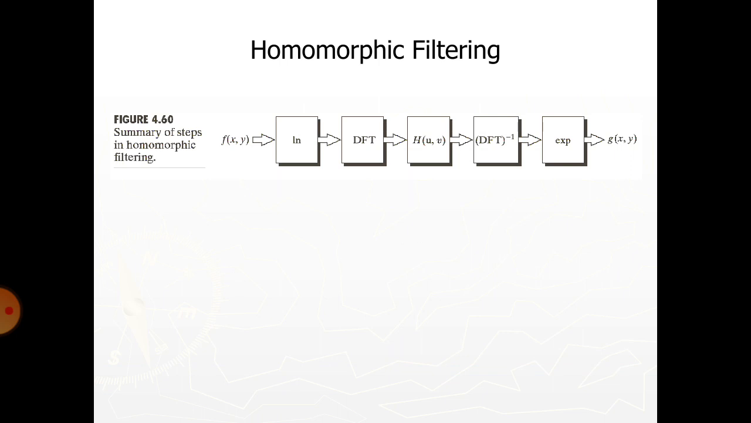The filtering approach just derived can be seen in this figure. This method is based on a special case of a class of systems known as homomorphic systems. In this application, the key to the approach is the separation of the illumination and reflectance components achieved in this form. The homomorphic filter function H(u,v) can then operate on these components separately.